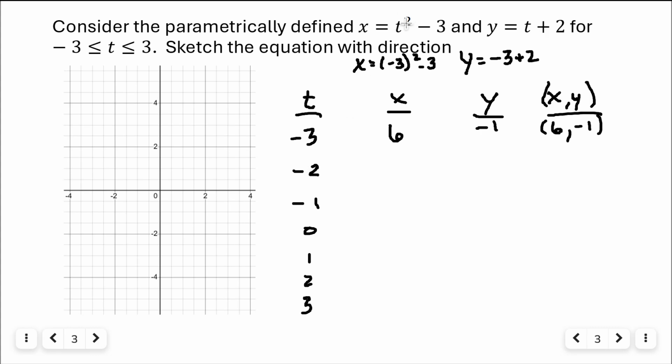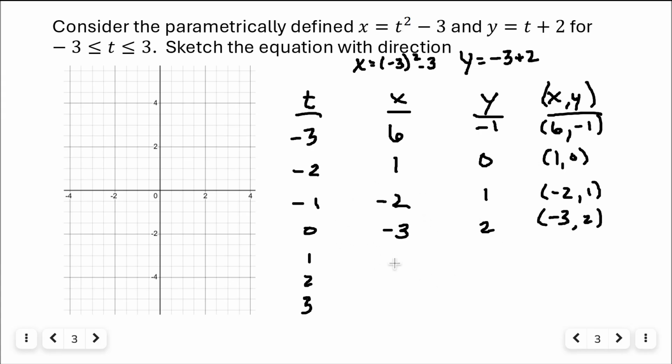If I plug in negative 2, squared is 4, 4 minus 3 is 1 for x, and negative 2 plus 2 is 0 for y. That gives me the ordered pair 1, 0. If I plug in negative 1, squared is 1, 1 minus 3 is negative 2 for x, and negative 1 plus 2 is 1 for y. That's the point negative 2, 1. If I put 0 in, that's negative 3 for x and 2 for y: negative 3, 2. If I substitute 1 in, I get negative 2 for x and 3 for y: negative 2, 3. If I substitute 2 in, I get 1 for x and 4 for y: 1, 4.